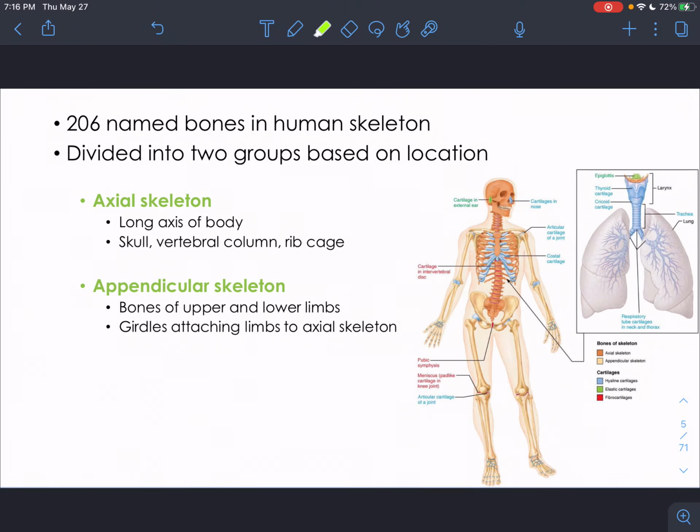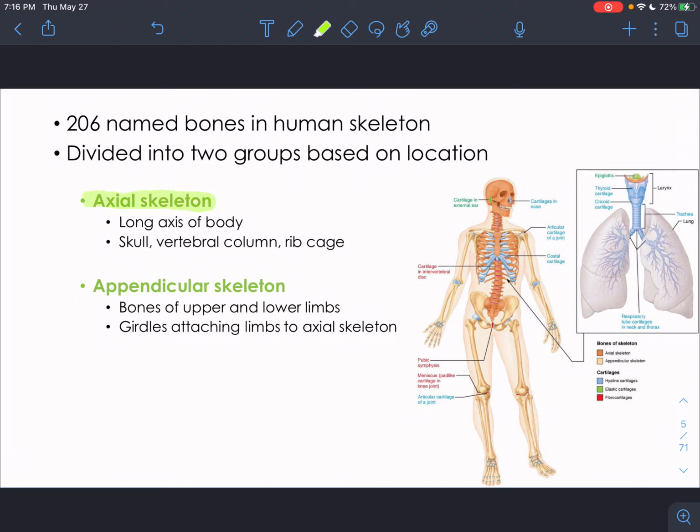Okay, we have 206 named bones in the human skeleton. There's a whole lot of them. And we can divide them into two groups based on location. And these locations, or sections, whatever you want to call them, we have discussed before. And a lot of people got these wrong on the first exam.